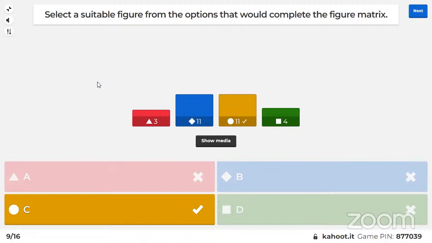Select a suitable figure from the options that would complete the figure matrix. Okay, C is the correct answer.